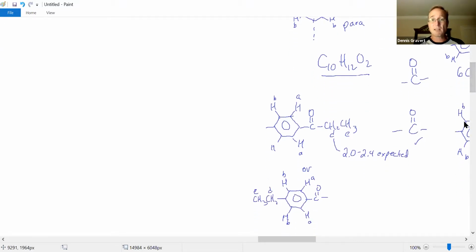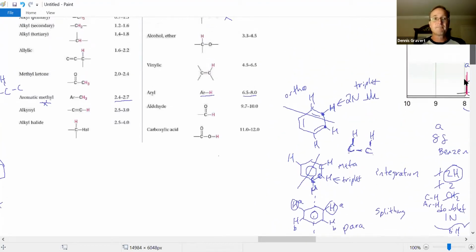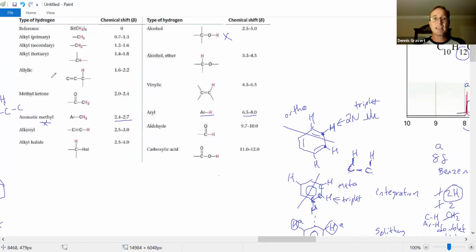And then right here, what if you put hydrogens on a carbon next door to benzene? These are benzylic. Is that on the correlation table? Allylic is. Yeah, it's right here. Aromatic methyl. So if you have some hydrogens on a carbon next to benzene, now we're expecting a peak between 2.4 and 2.7.